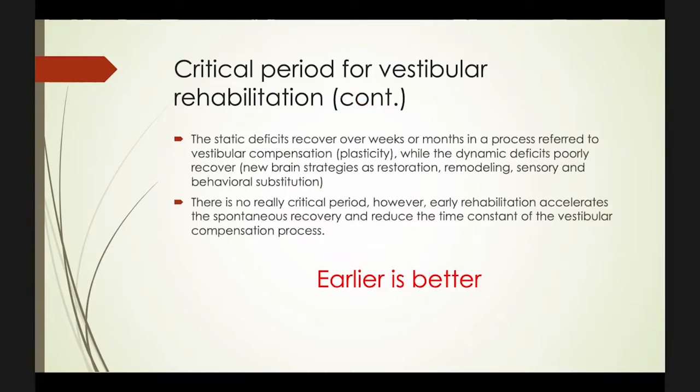spatial disorientation. The static deficit recovers over weeks or months in a process referred to as vestibular compensation, which is plasticity. With the dynamic deficit, which recovers poorly, new brain strategies can be used like restoration, remodeling, sensory and behavioral substitution. There is no really critical period. However, early rehabilitation accelerates spontaneous recovery and reduces the time constant of the vestibular compensation. The earlier is better.